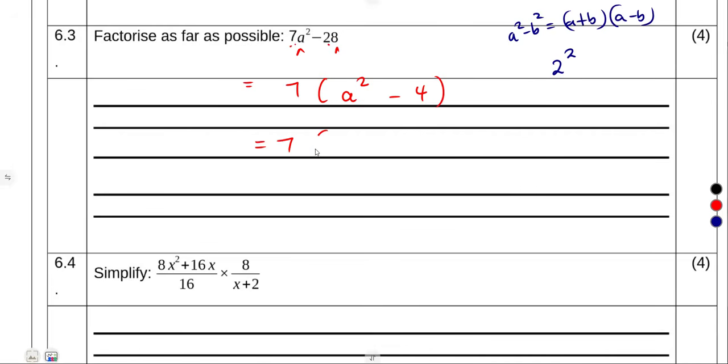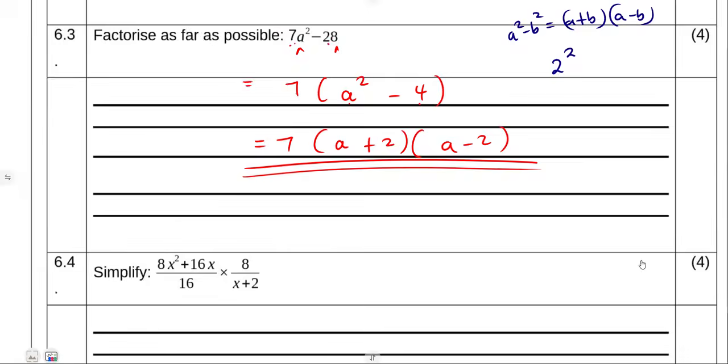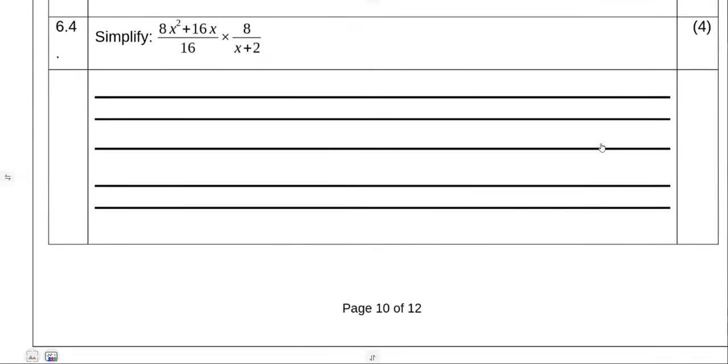A difference of 2 squares gives us a plus b into a minus b. So that's going to be 7 into the square root of a squared, which is a, and the square root of 4, that's a 2. So one adds, another one subtracts. That's our final answer at the end, factorized completely for 4 marks. All right, easy as it is.